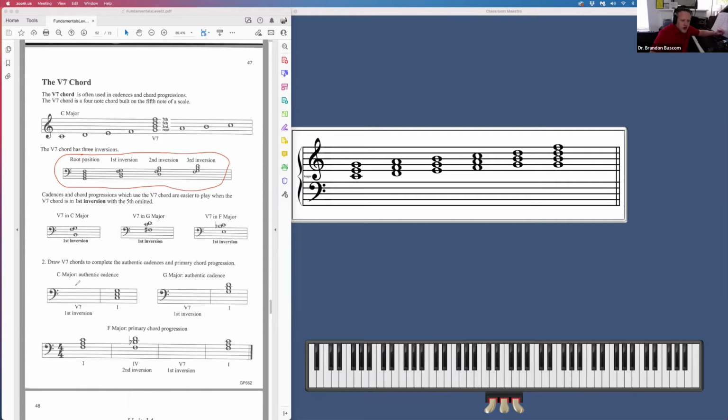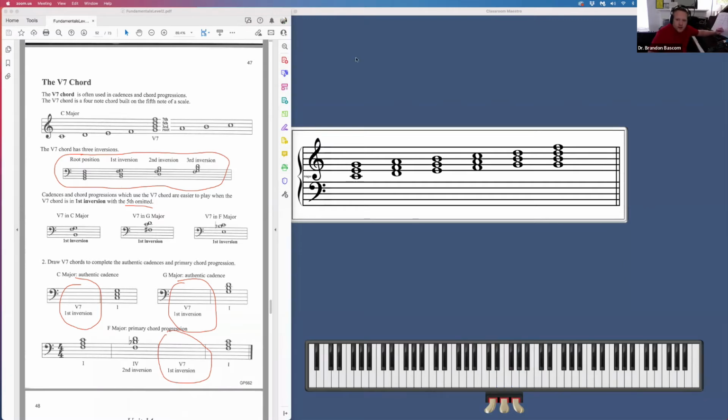So we're going to draw 5/7s going to 1 in the key of C and G and F. So remember, that should be a 3-note chord with the 5th omitted. There's the dominant 7th for the key of F. Take my 5th out in first inversion. There's my chord.